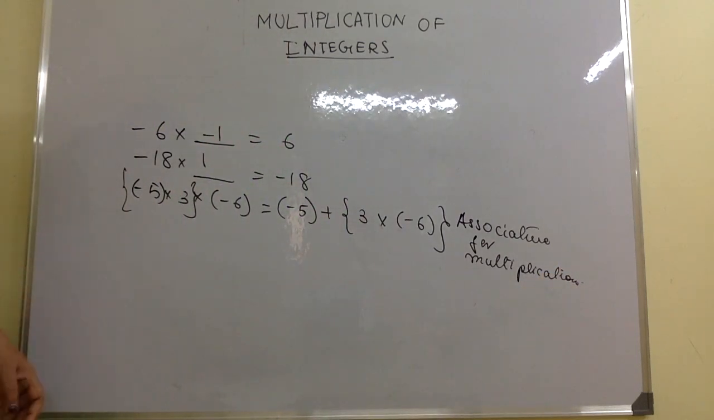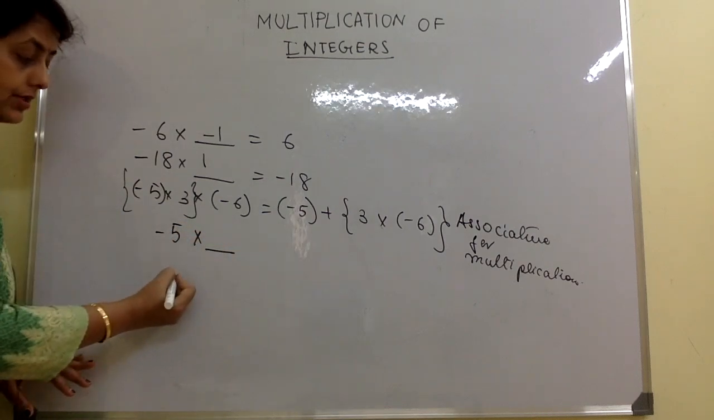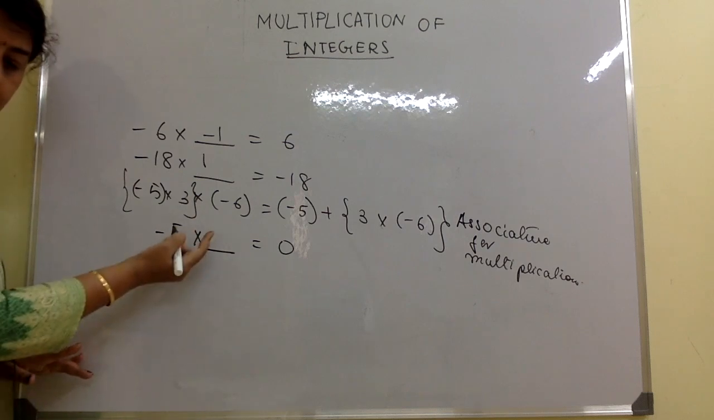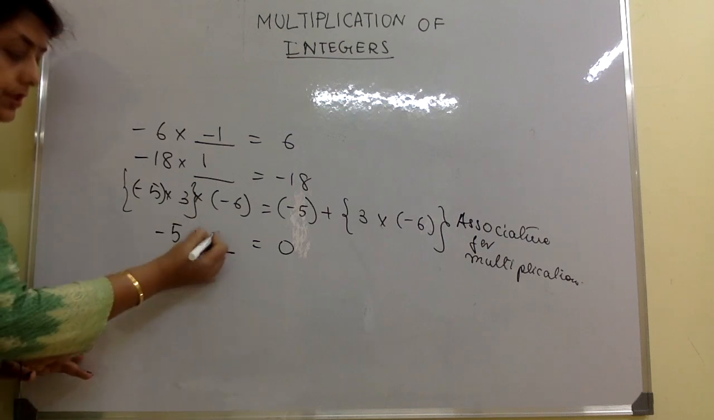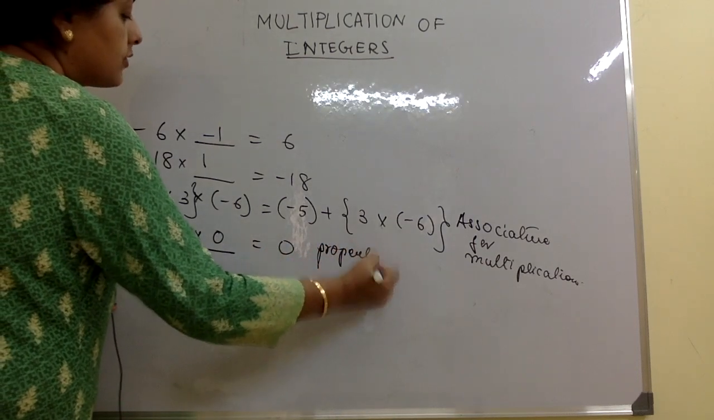Now let's take another one. Minus 5 into dash is equal to 0. Clearly it is the property of 0.